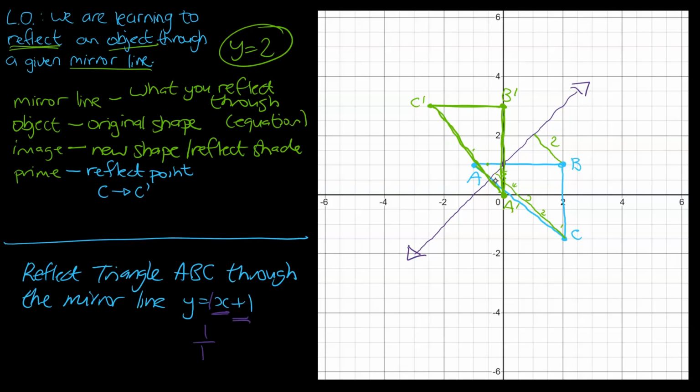And just to recap all that terminology, and then we'll wrap up with the video. So the blue triangle, well, that was our object to start off with. We used the mirror line to determine all of the primes, which were basically the corresponding points, to determine our image.